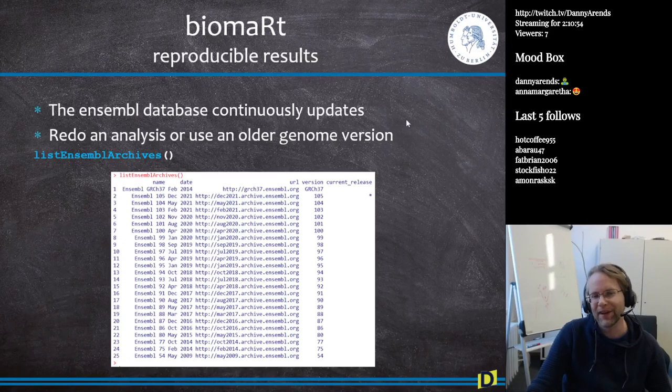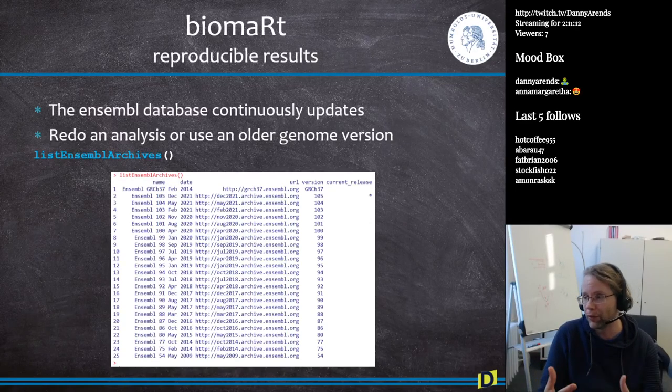So the Ensembl database is continuously updating, right? And like I told you guys, I made my sheet for SARS almost 2 years back. But of course, the database has been updated many, many times. So if I want to retrieve data now and I want to redo my analysis, then I have to go to one of the archives. There's a function called list Ensembl archives, which will go back in time. In this case, you can go back all the way to 2009 and do the analysis as if it were 2009. And this is really useful because it allows for reproducible research, which we want to do.